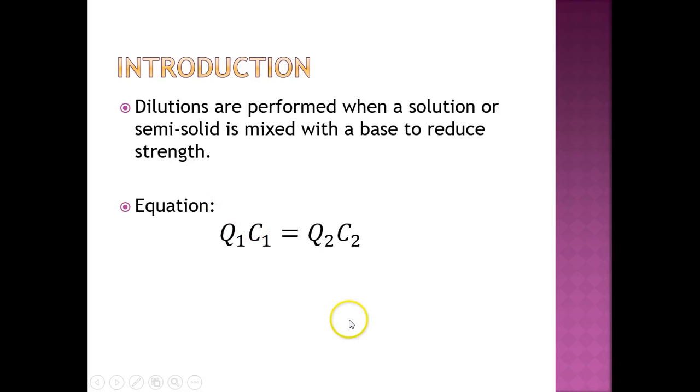Just a little introduction to dilutions. Dilutions are performed when a solution or a semisolid is mixed with a base to reduce a strength. If we think about a dilution, if I have a clear glass and I put, let's just say, a half an ounce of blue food coloring in it, that natural blue food coloring is very dark. It actually almost looks black. I'm going to dilute it by adding water, which is a base, to the food coloring, and the more water I add, the lighter the color gets.